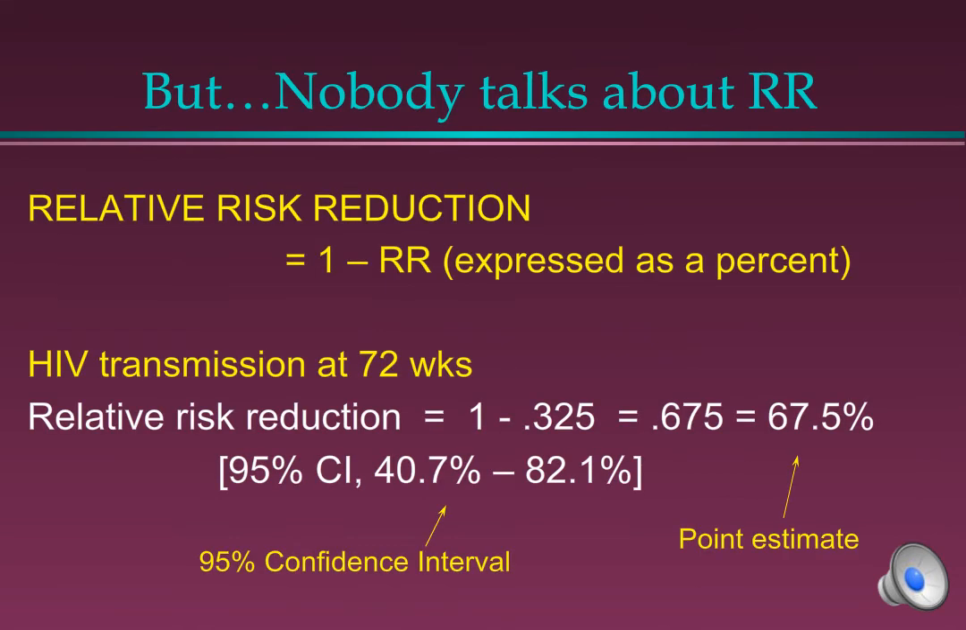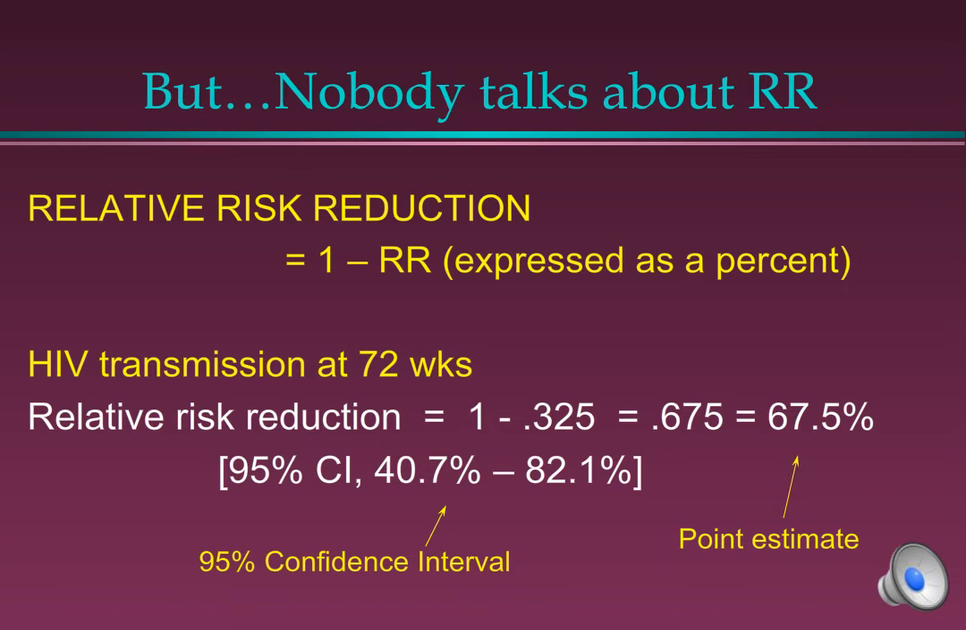The problem with relative risk, though, is that nobody actually uses relative risk when they talk to each other or when you read about a study in the newspaper, because relative risk by itself is a little bit hard to interpret. Instead, we talk about relative risk reduction. And the relationship between relative risk and relative risk reduction is very simple. Relative risk reduction is simply 1 minus the relative risk, and we always express it as a percent.